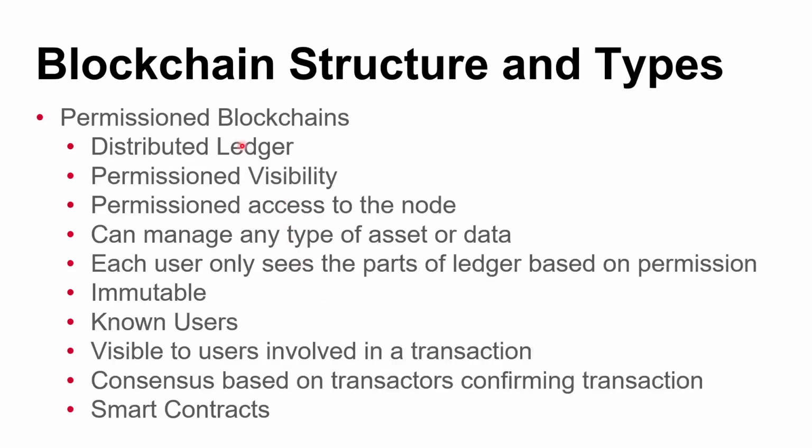So again, permissioned blockchains are structured in a very, very similar way to private blockchains. Again, the known users, we still have the smart contracts, we still have the immutability, but again, permission to visibility, permission to access.